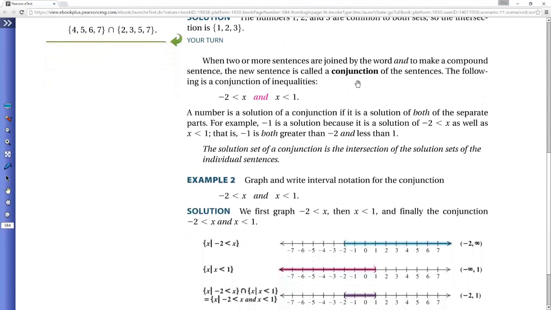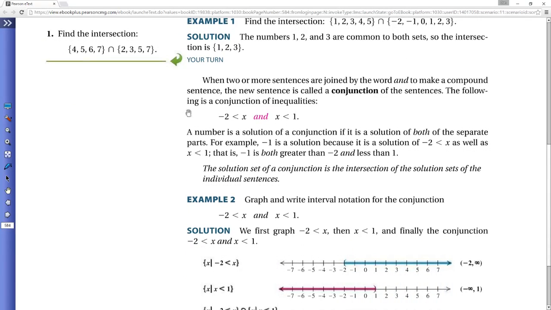Conjunction is another word they use for this, which really goes back to the English word conjunction, which means and. This new sentence is called a conjunction of sentences. Intersection and "and" can cross over in their meaning. Again, you have to be careful with language because words mean a lot of different things in English. But we're going to define this specifically on how we use the word and, a logical or mathematical and.